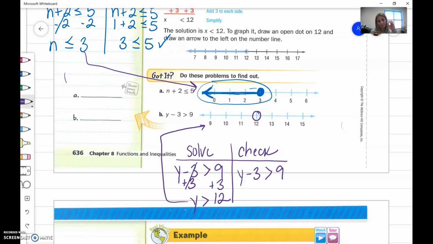Open dot or closed dot? Open dot, because 12 is not included as a solution. y is greater than, so my numbers have to be bigger than 12, which means it's going to go that way. Okay, let's check it. Let's pick an answer that is on here. I don't know, let's pick 15. I'm going to replace my variable with 15. 15 minus 3 is greater than 9. 15 minus 3 is 12. Is 12 greater than 9?